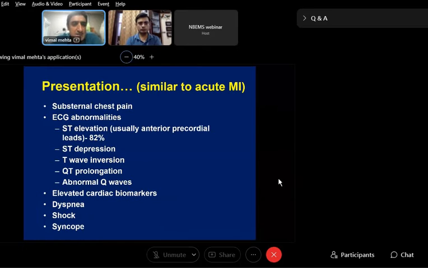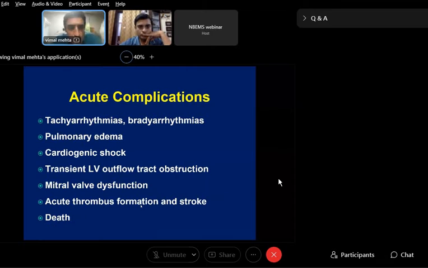So these presentations we have already discussed, and as somebody said, they can present with ACS, because a lot of myocardium is involved, and present with shock, cardiogenic shock, LVF and so on. And one of the other important presentations is tachyarrhythmias or bradyarrhythmias, which can occur.